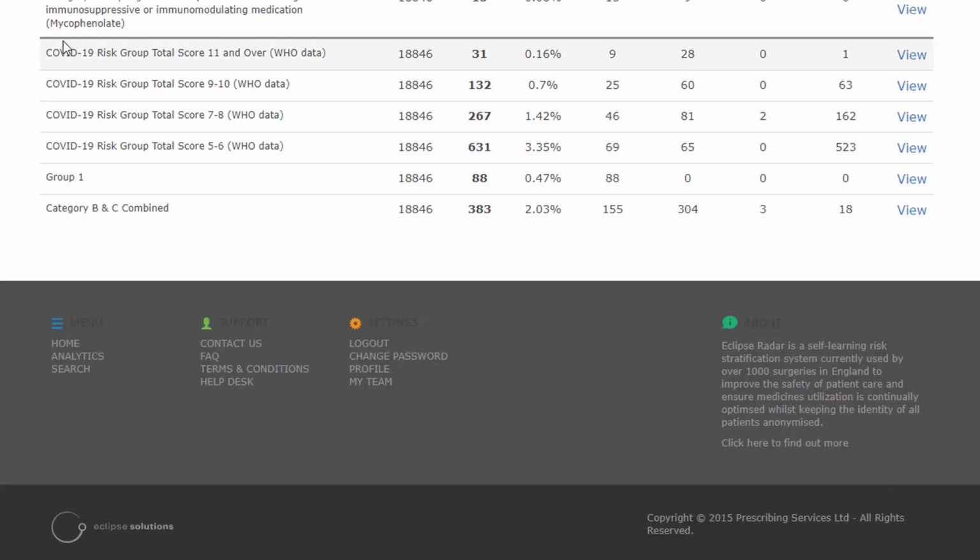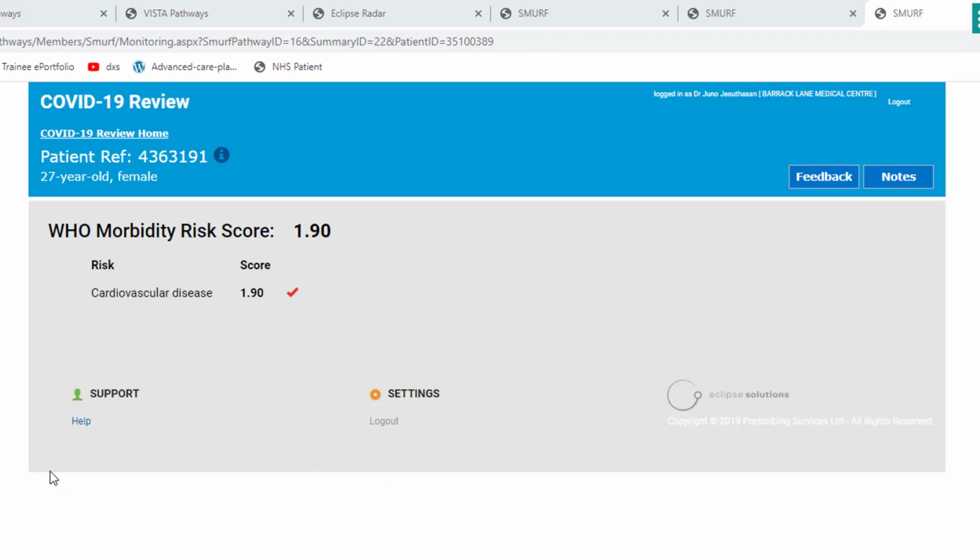So it's important just to note when discussing the WHO scores that although they may have a low WHO score, doesn't necessarily mean they are not extremely vulnerable. So it is important to check every patient. However, on the opposite side of that, there's very few that have a high WHO score that aren't extremely vulnerable. So as an example, this patient has only got a WHO score of 1.9 because she's got cardiovascular disease. She's only 27. She's one of our pregnant ladies. Just looking at that WHO score on its own, you would think that she would be a lower risk, but because of her cardiovascular disease, she needs to be shielding, and she has been informed accordingly.